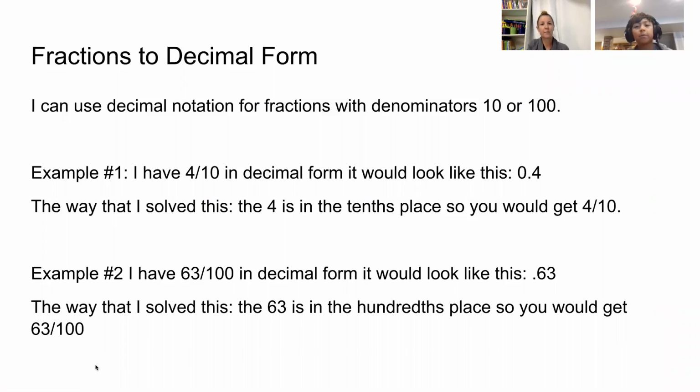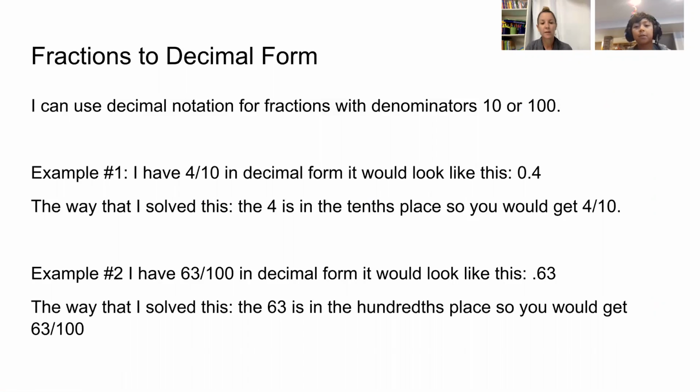Fractions to decimal form. I can use decimal notation for fractions with denominators 10 or 100. Example number 1. I have 4 tenths in decimal form. It would be 0.4. The way that I solve this, the 4 is in the tenths place, so you would get 4 tenths.